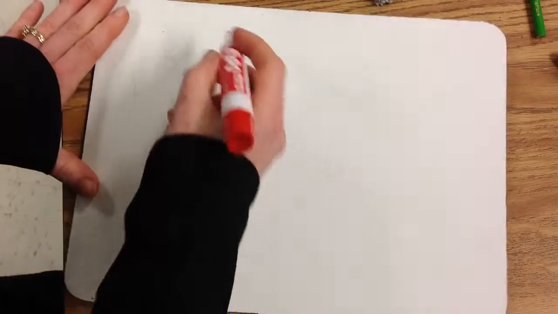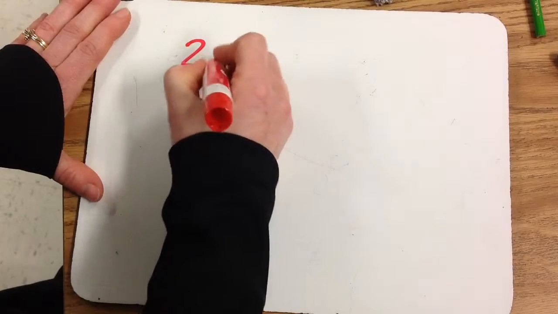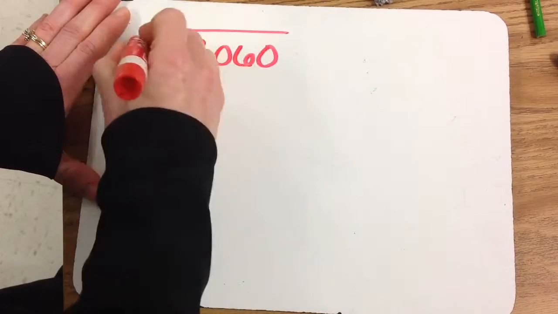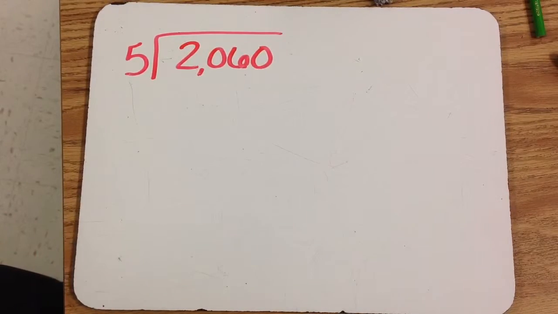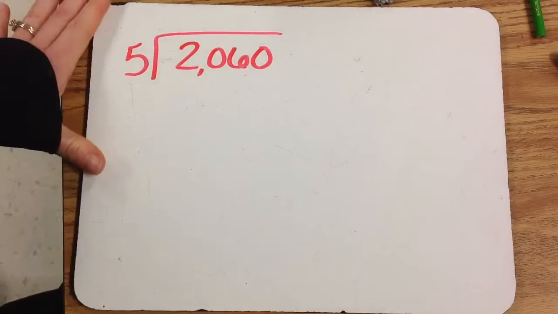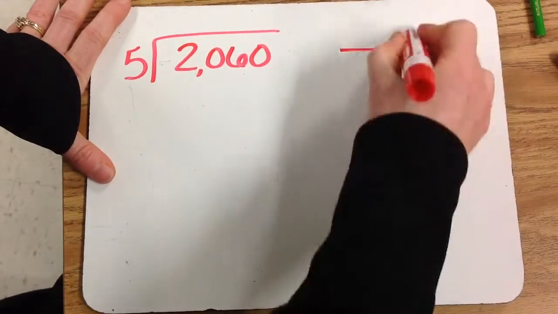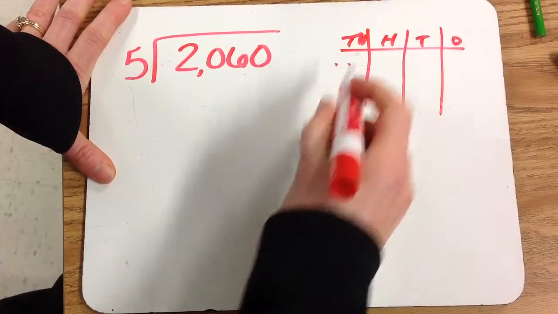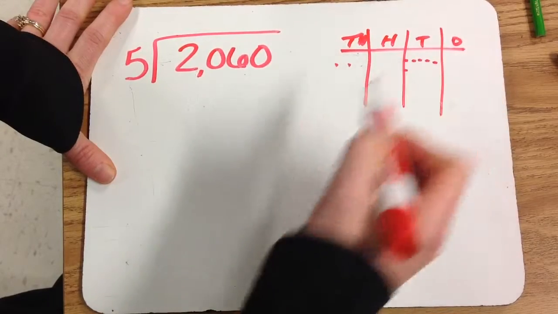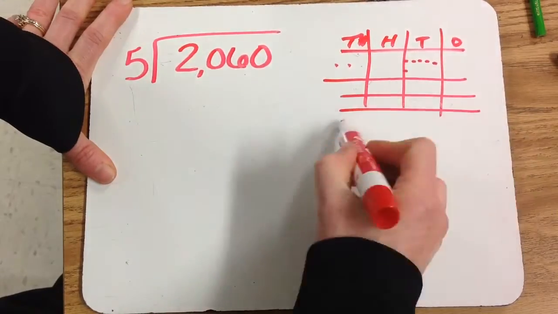All right, so let's imagine we have 2,060 divided by 5. If you think you know how to do this and you don't need my help, great. You can go ahead and pause the video right now, do the problem, and then see if you get the same answer I do. Otherwise, you should already have this written down because I've been talking. So here's your job. 2 into 5 groups. If I had my place value chart, ones, tens, hundreds, thousands, I'd have 2 thousands and I'd have 6 tens. And I'd have 5 groups.